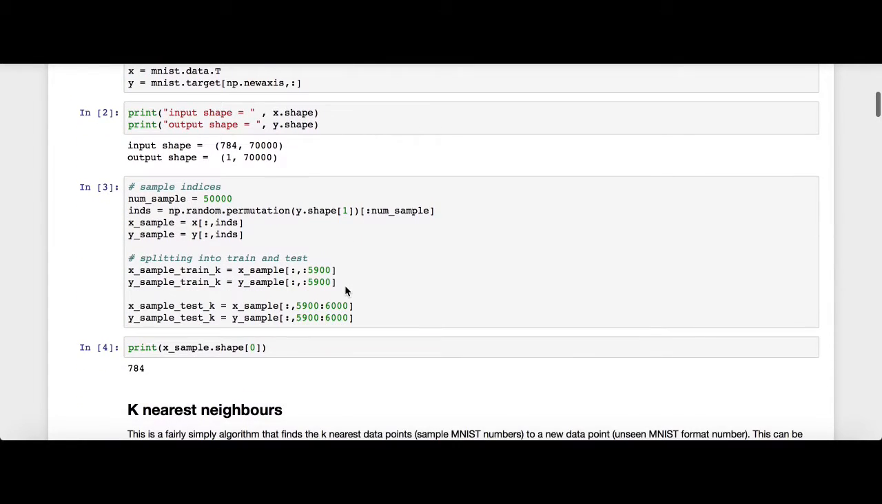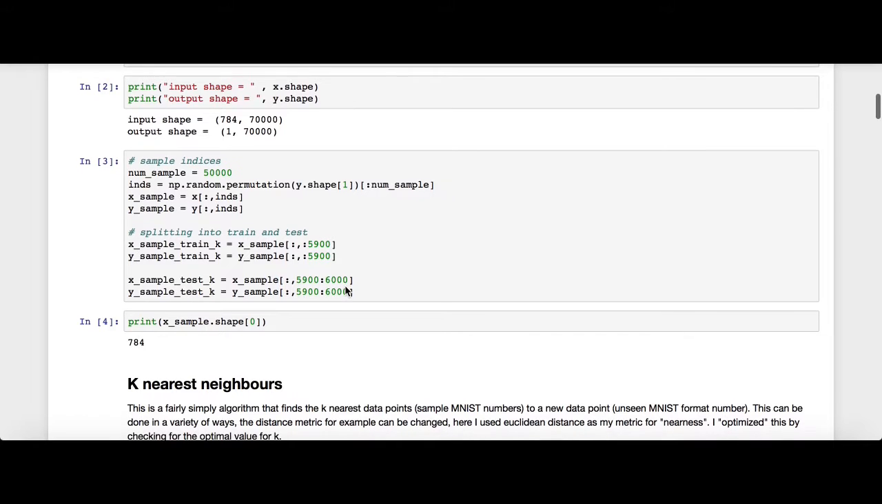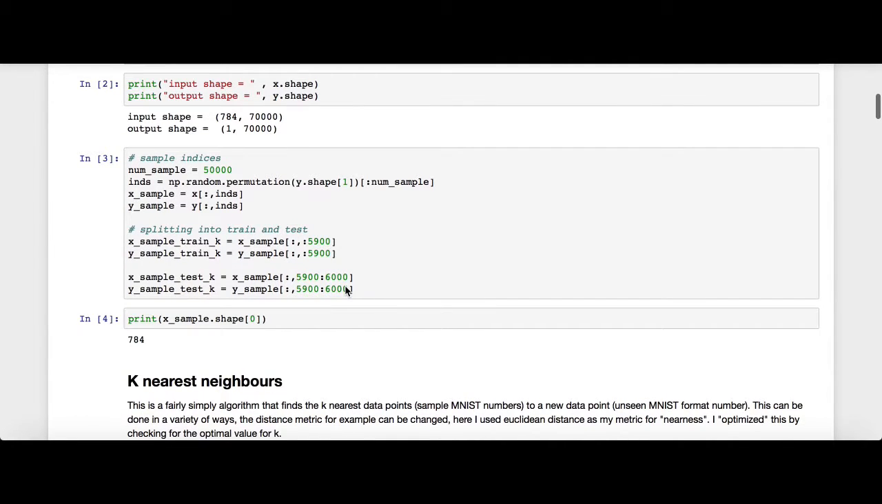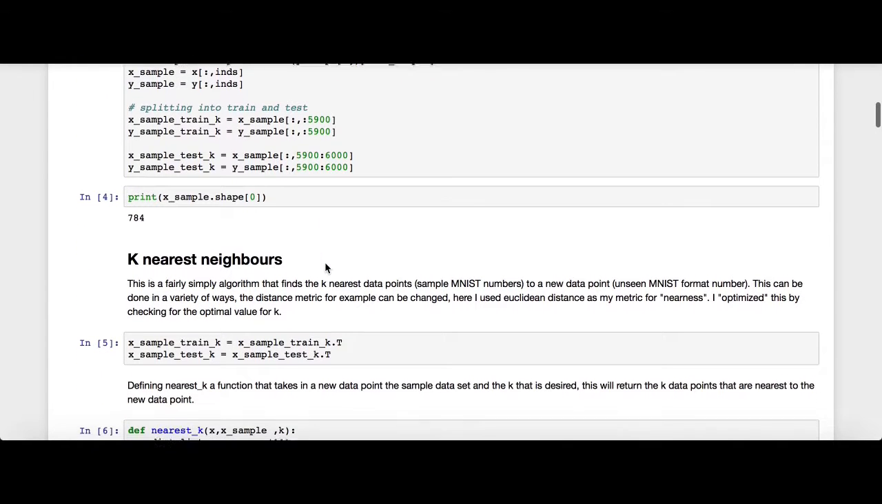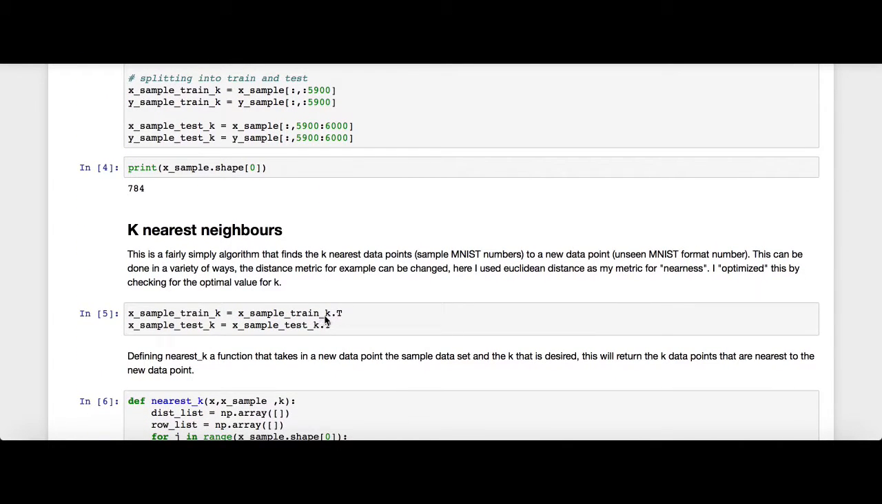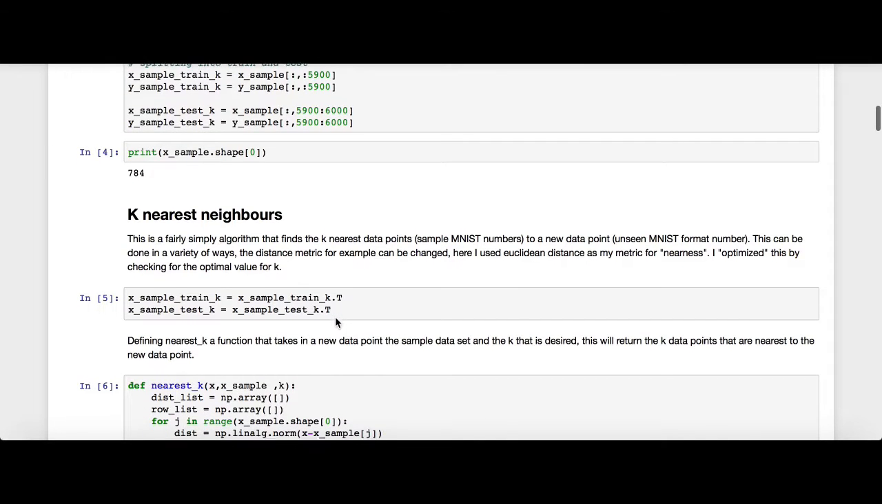For my k-nearest neighbors, I reshaped it. There was too much data. My algorithm was too slow to deal with all 50,000 numbers, so I reduced it to 5,900 training numbers and 100 testing numbers. Then I transposed the matrices so that they were easier to work with.